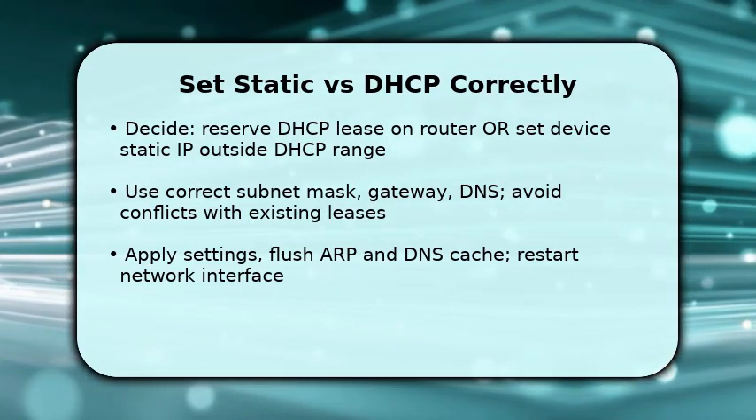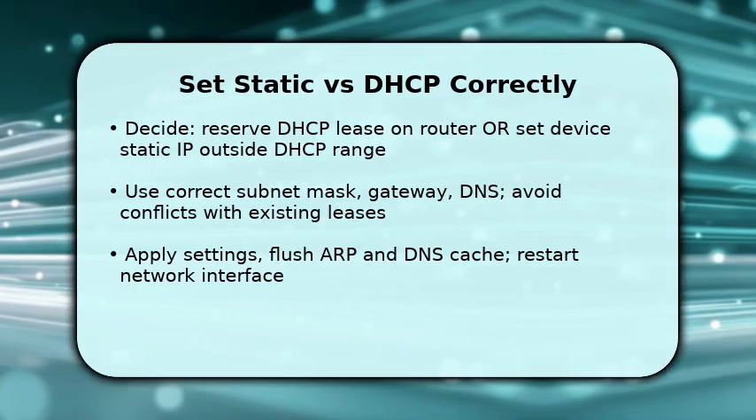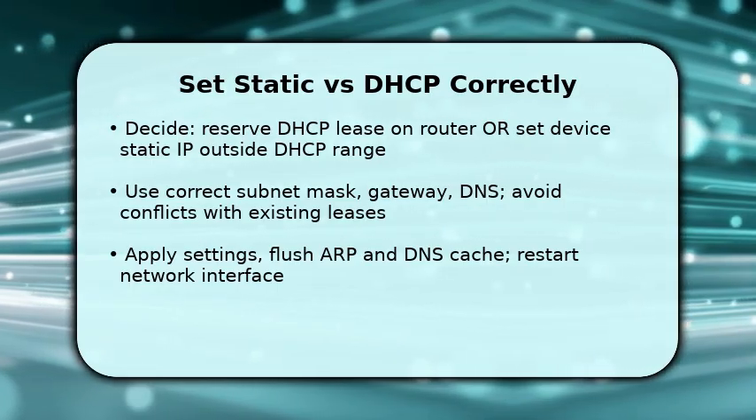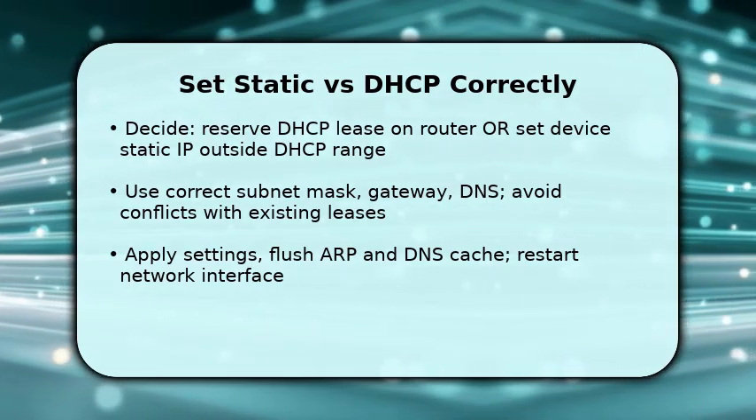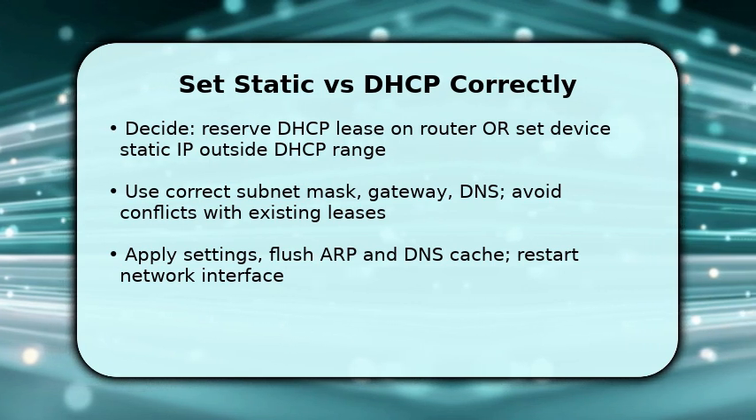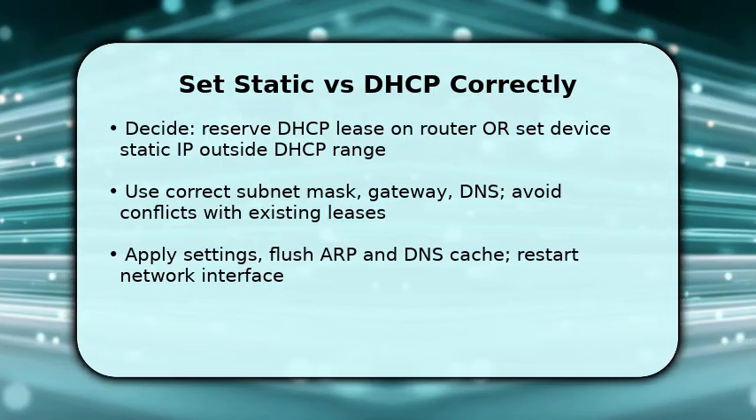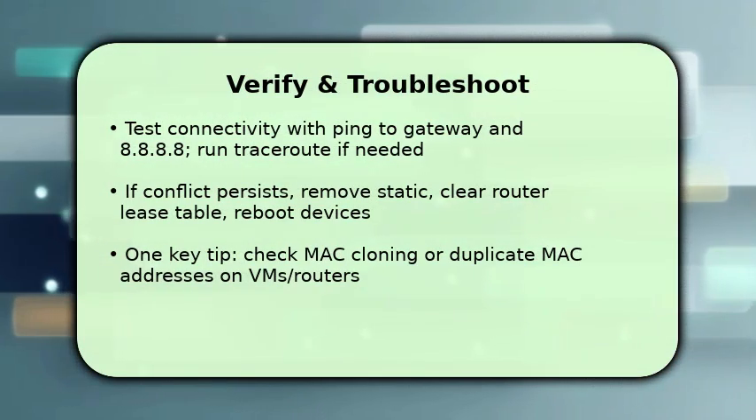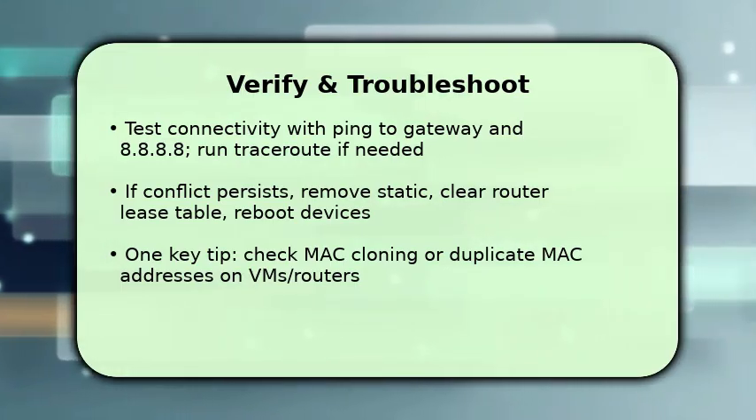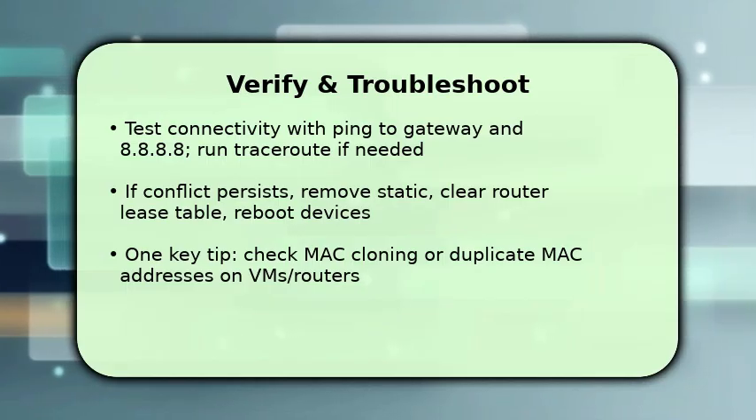Once configured, flush ARP and DNS caches on your device and restart the network interface so changes propagate. If you used Ethernet to set this, switch back to Wi-Fi and verify the address assigned matches your plan. Finally, verify connectivity. Ping the gateway and an external IP like 8.8.8.8 to confirm routing and DNS.